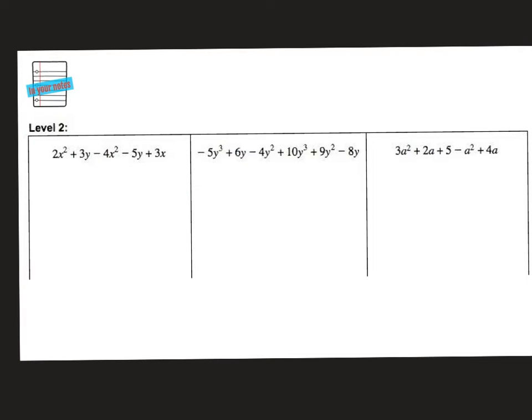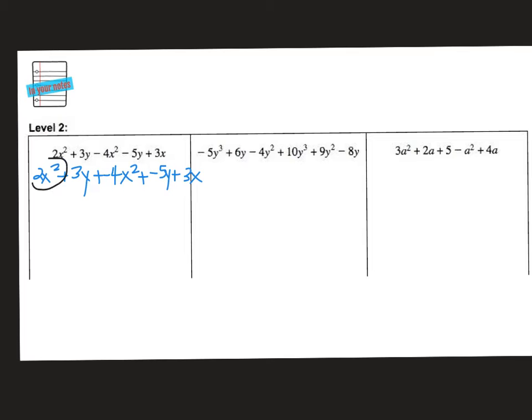All right, on to some level 2s. So now we need to look for not just variables that are the same, but also exponents that are the same. So as we look at this first problem here, again, let's go ahead and make any minuses plus negatives. So we'll have 2x squared plus 3y plus negative 4x squared plus negative 5y plus 3x. Super long problem here.